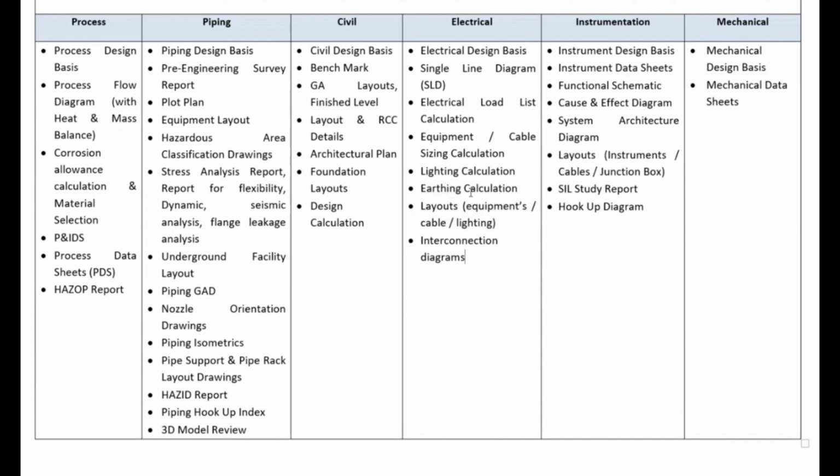There will be cable routing. There will be lighting layouts, like how the cables and the lighting are routed in the plant, so a general layout for that. Then coming to the interconnection diagram: yes, the interconnection diagram will tell you how you are interconnected to instrumentation, or how two equipments are interconnected with each other.